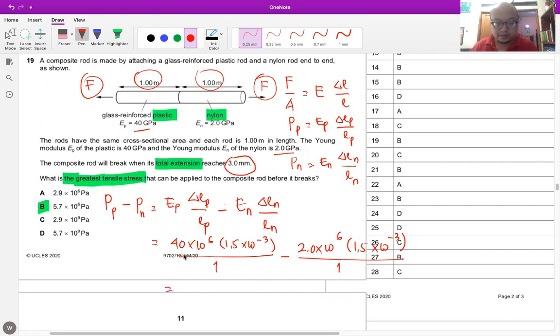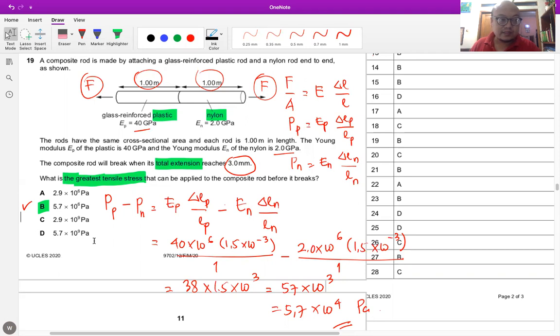So this is 38 times 1.5 times 10 to the power 6 minus 3, divided by 1. So this is about 57 times 10 to the power 3, or 5.7 times 10 to the power 4, in Pascal. That's it. The answer is correct.